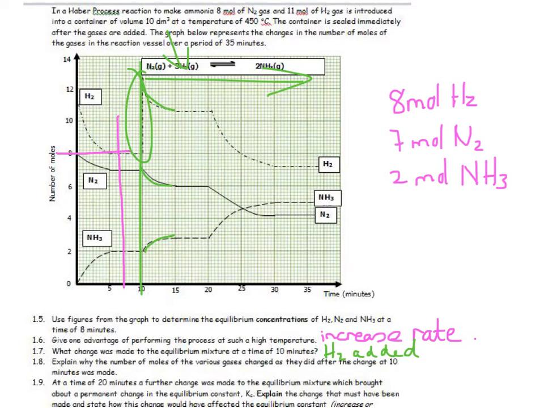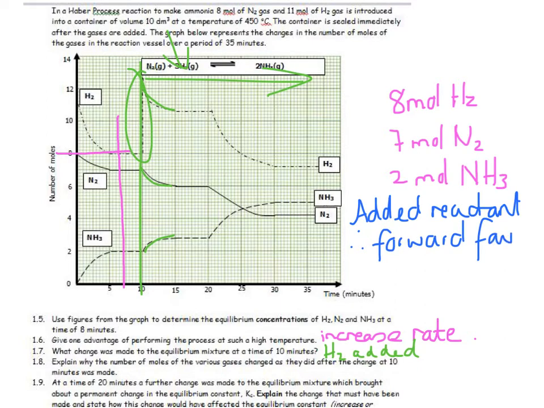Explain why the number of moles of various gases changed as they did after the change at 10 minutes. So, firstly, we added reactant, therefore forward favored. Therefore, H2 and N2 decreased, and NH3 increased.